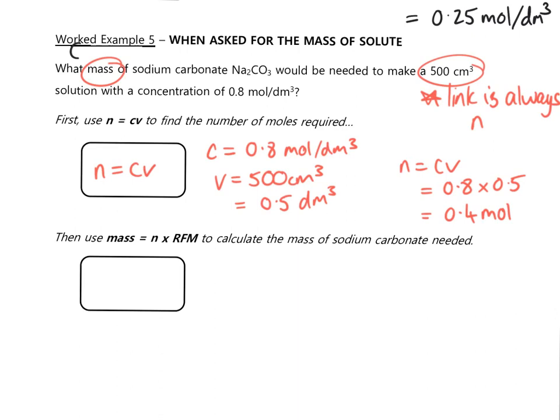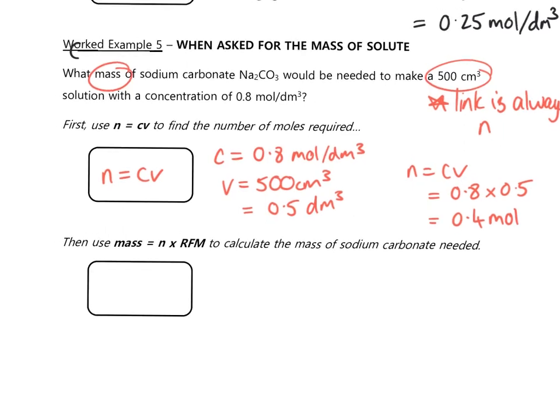Okay, but go back to the question, and it asks you what mass of sodium carbonate would be needed. So I'm not interested in the number of moles, I'm interested in the mass. So I need to use the equation mass equals N times Rfm. Okay? Number of moles I've just worked out is 0.4 moles. Rfm of sodium carbonate. Now they give you the formula here. So I just need to work out the Rfm from my periodic table.